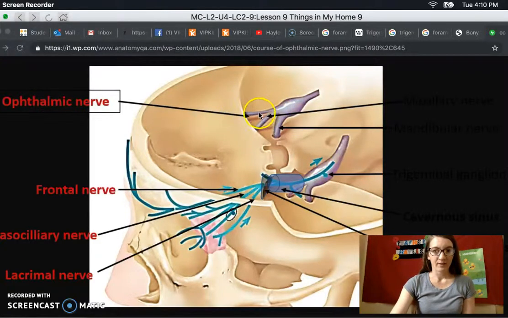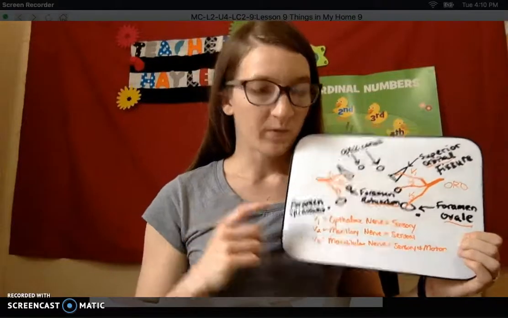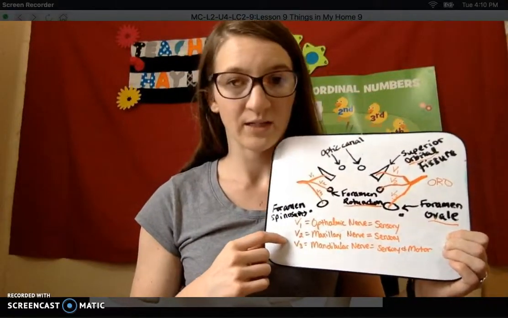We have the V1, the ophthalmic nerve, passing through the superior orbital fissure. Then we have V2, which is the maxillary nerve, and it passes through the R, rotundum, foramen rotundum. And then we have the third nerve, the mandibular nerve, which passes through the last O, which is ovale, so the foramen ovale. I want to go over the trigeminal nerve really quick and its branches.